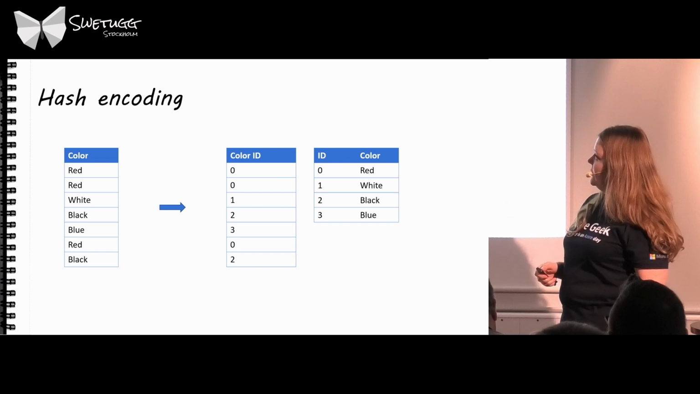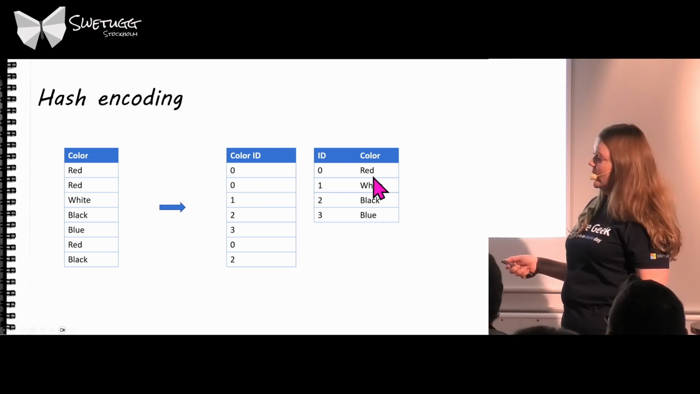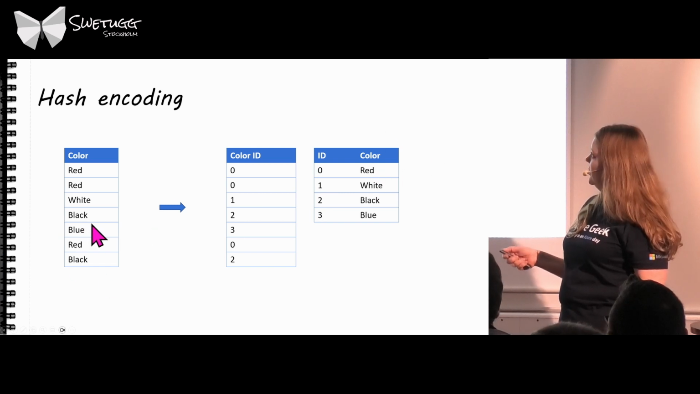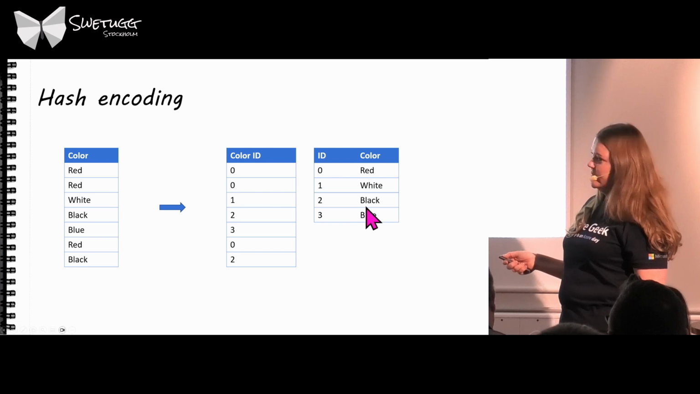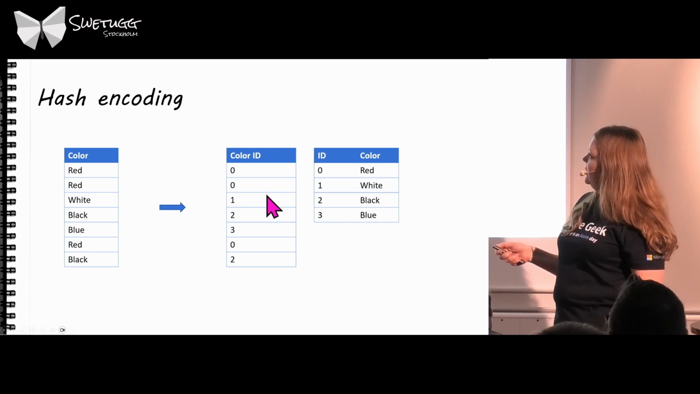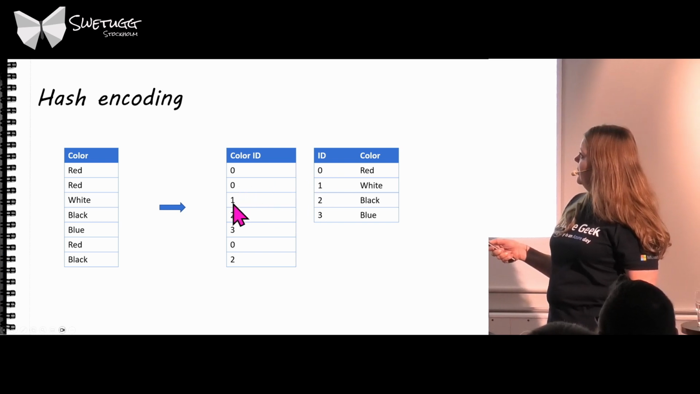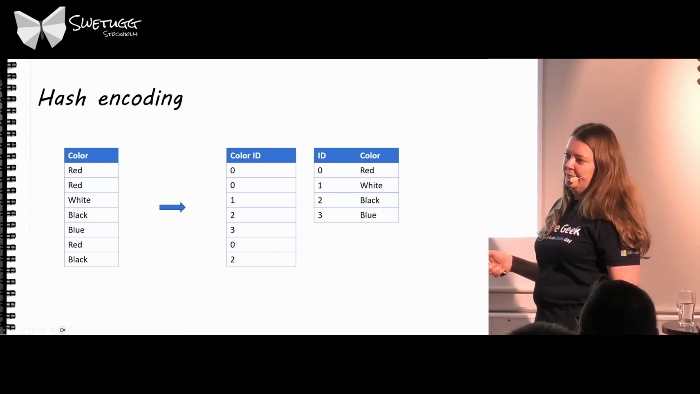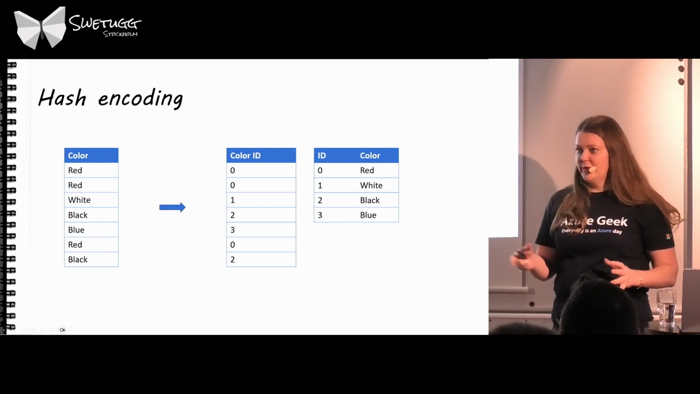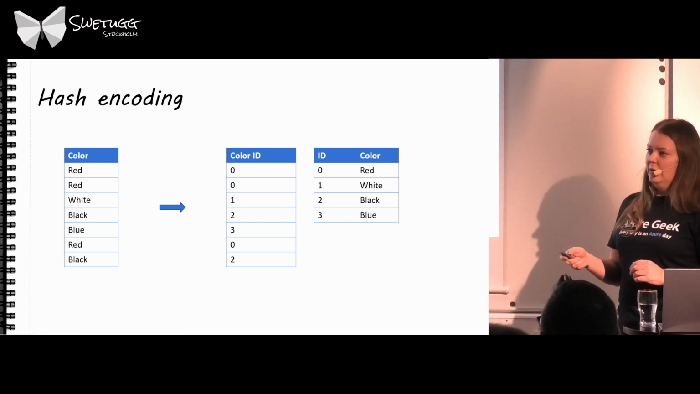In this case, Power BI does hash encoding. What is hash encoding? We create a dictionary of all possible strings we have and save it somewhere else in another table. And then in our column, we just save a reference to this dictionary. For example, 0 is red, 1 is white, and so on. By doing this, Power BI can also save a lot of memory.